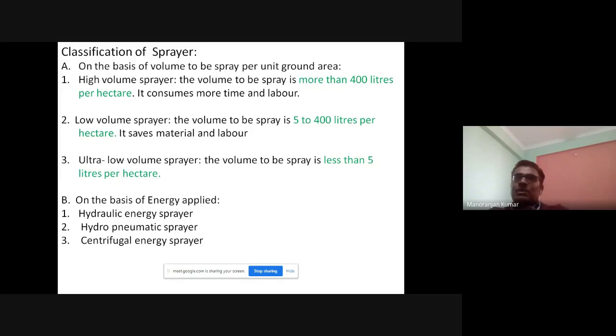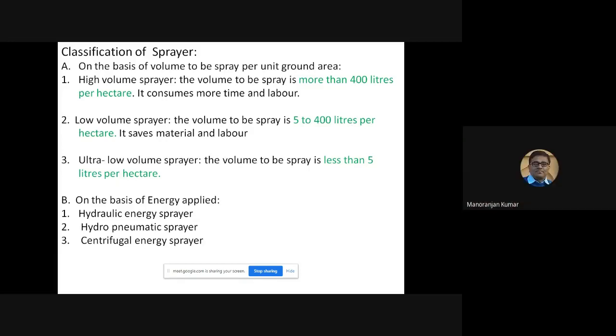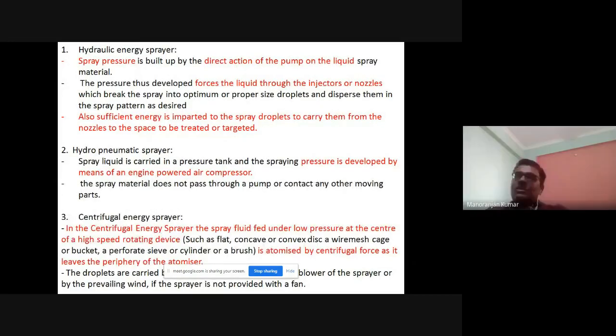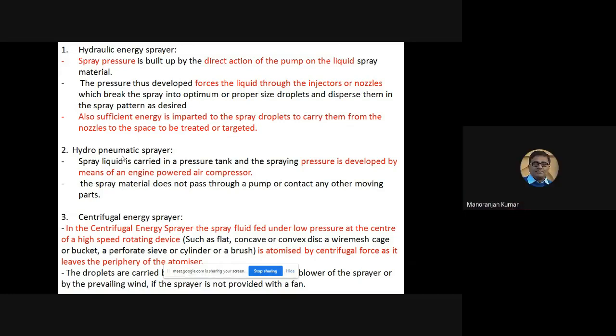The second is hydro pneumatic sprayer, and third one is centrifugal energy sprayer. Okay. So we will see one by one. First type is hydraulic energy sprayer. Hydraulic energy means it is related with the water pressure, whereas hydropneumatic is related with the air pressure. Okay. So first one is hydraulic energy sprayer.